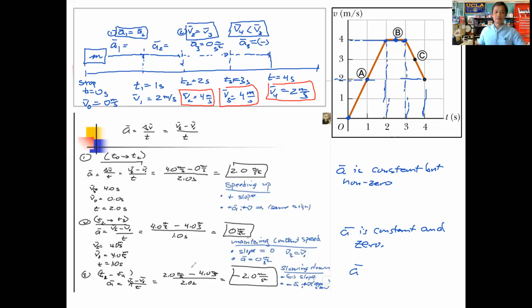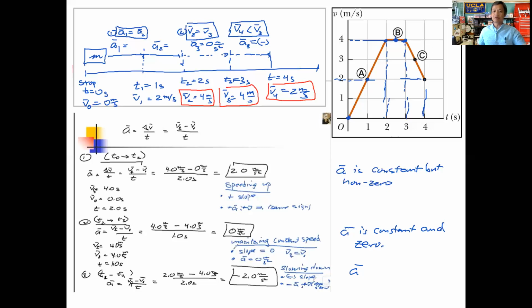negative. It's negative because V final is less than V initial. That means the object's slowing down, not simply because it's negative, but because the slope is negative. If we have the actual graph here, we see that the slope is going to be negative, and that's how we know it's going to be slowing down.